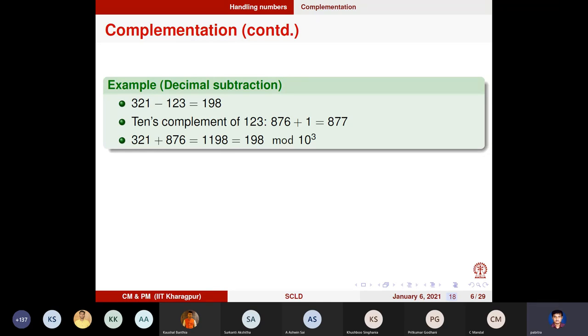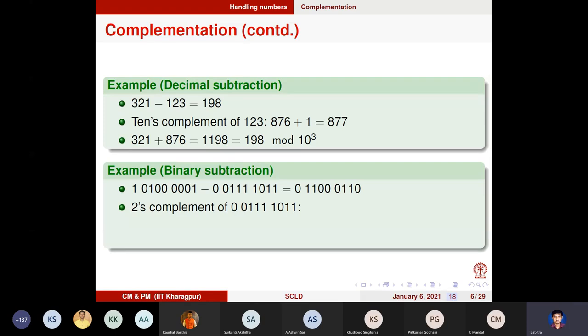You have 3 digits, and b is 10. So you have to take this 1198 mod 10 cubed, which is 1000. You have to take 1198 mod 1000. You get the remainder 198. And 198 is the answer. So this is an example.